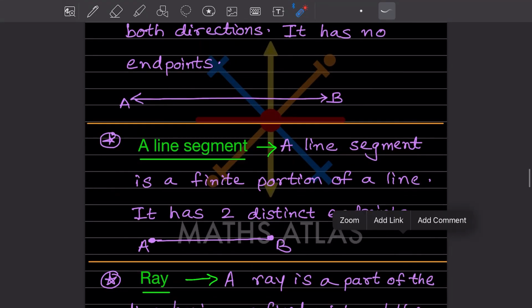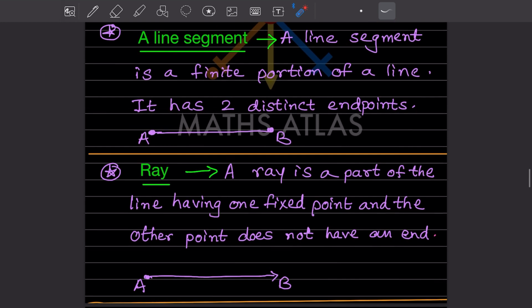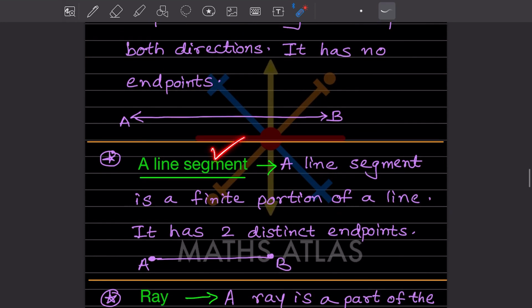And what do you mean by a line segment? See here, there are no arrows over here, which means it doesn't go on. And here, what does it say? It says a finite portion of a line. It has two distinct endpoints, meaning it will be fixed. Suppose I say 5 centimeter, this is going to be 5 itself. It is not going to extend. Hope you got the idea about the line and the line segment.